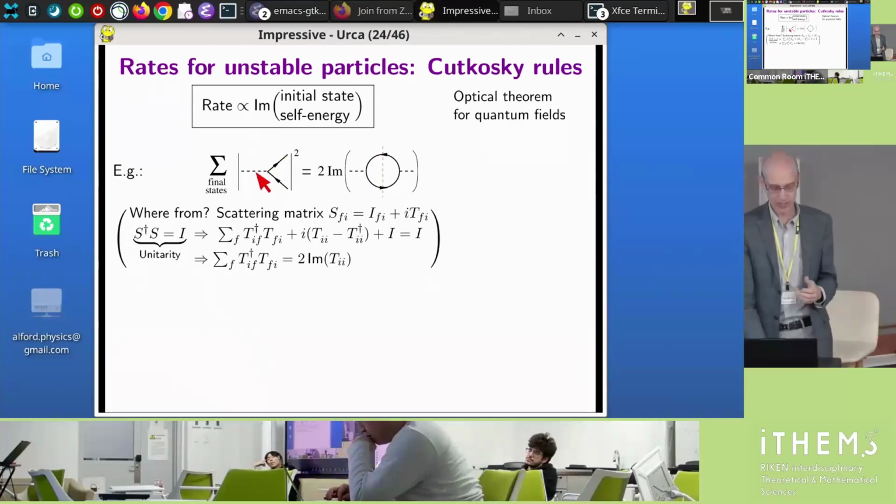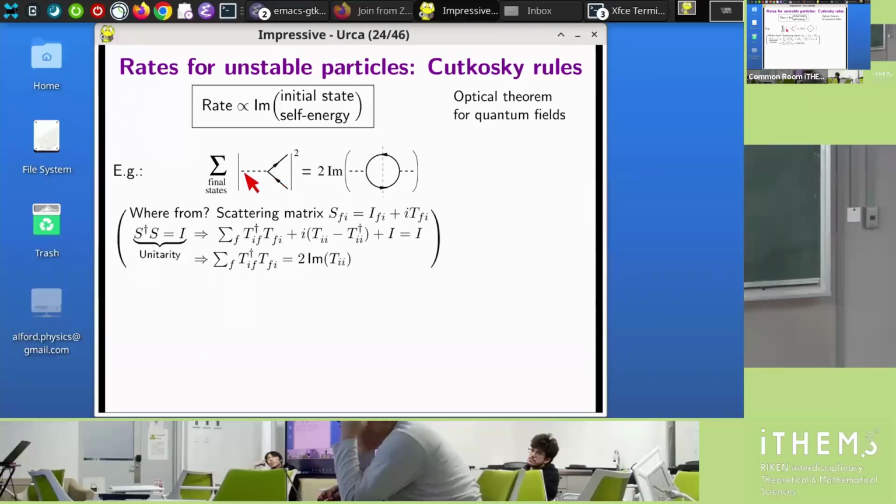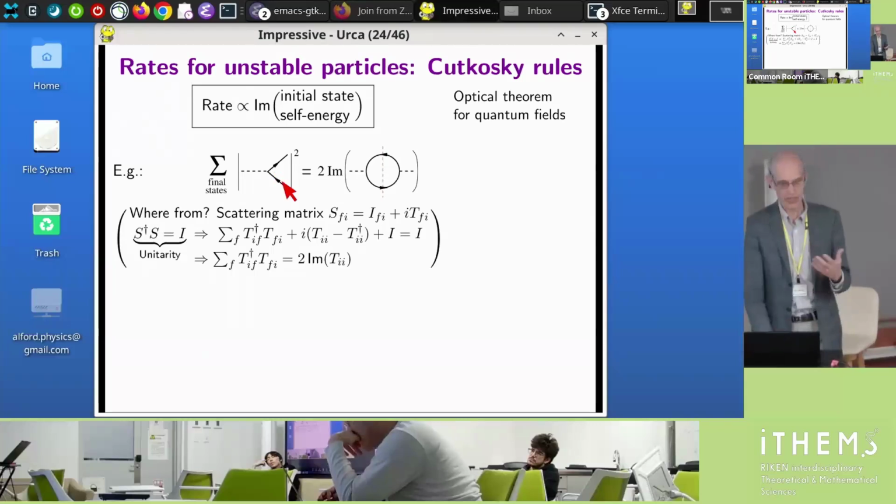Here's an example, a little different from what we're doing, but similar in spirit. Imagine some scalar particle here that decays into a fermion-antifermion pair. If you wanted to know the rate, the lifetime of this particle, you want to know the rate at which that decay happens. You would calculate this. You'd take the initial state, look at the Feynman diagram that says it decays into a fermion-antifermion pair, square it to get a matrix element, and then sum it over all the final states that this particle can decay into, and that would be the rate.